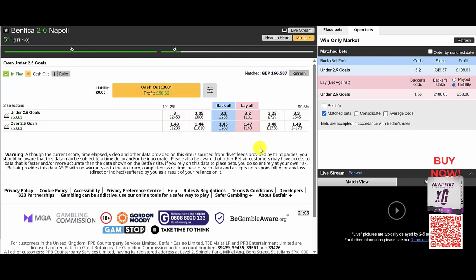You saw exactly the reason we got involved at half time. I did say it in the previous clip. XG is telling us Benfica should be winning this 2-0. We should be due another goal. It's arrived pretty quickly. Can't get more clear cut than that. So we're out of this trade. Benfica 2, Napoli 0.